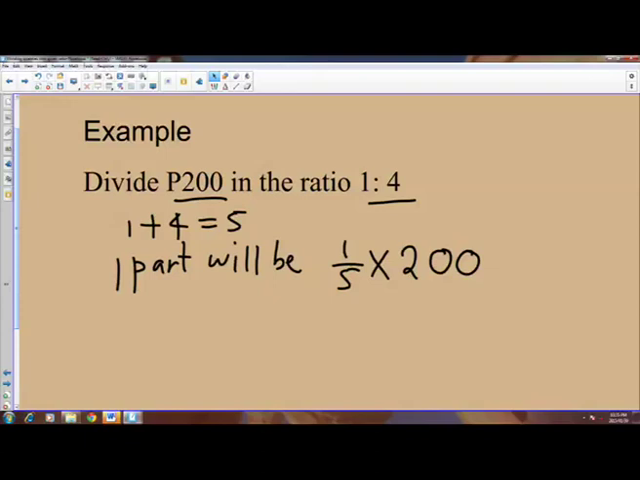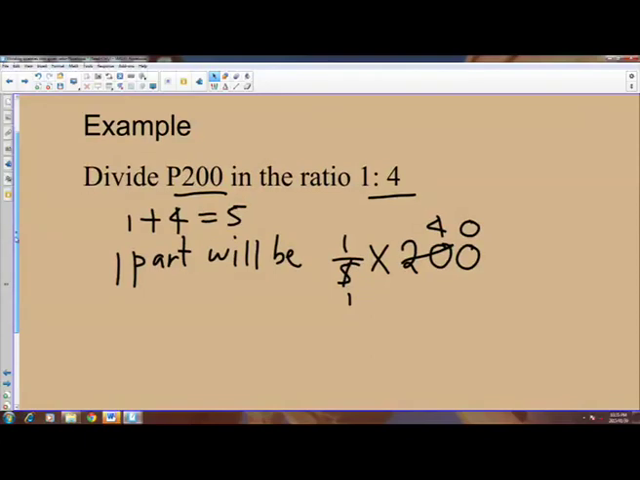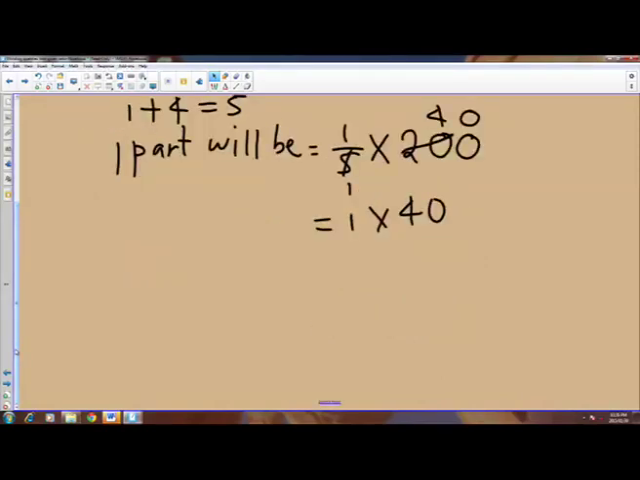And then 5 into 5 is 1. 5 into 20 is 4. And then 5 into 0 is 0. Now, what do we have? We have 1 times 40, which gives us 40. So the answer is 40 pula. This is the answer. The one part will get 40 pula.